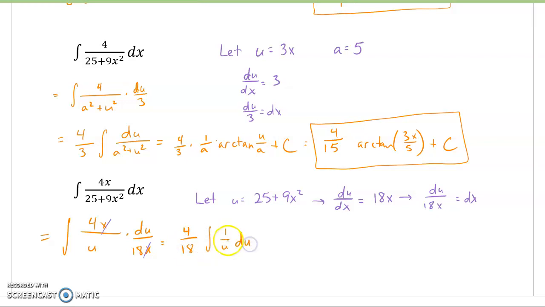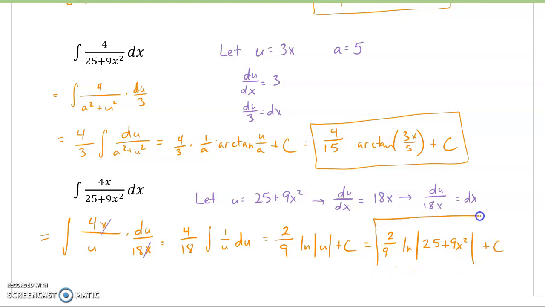And if we haven't seen that many times recently, then I'm not sure we're paying attention in class, because this is something we've seen a bunch recently. So this is 2 over 9. This is what 4/18 reduces to. And of course, this is the natural log of the absolute value of u, or 2/9 natural log of the absolute value of whatever u equals, 25 plus 9x squared. Do we need the absolute value bars? No, 25 plus 9x squared is always positive no matter what x equals, but it's not a bad idea to just leave it in there anyway.